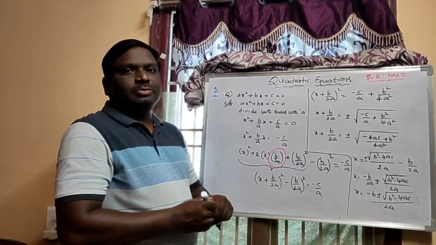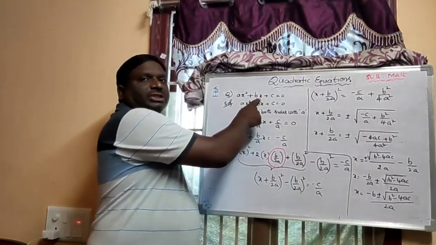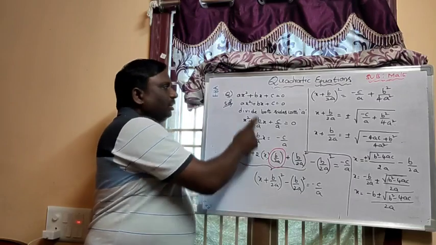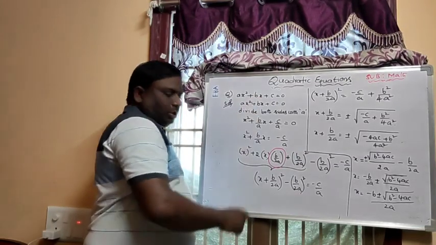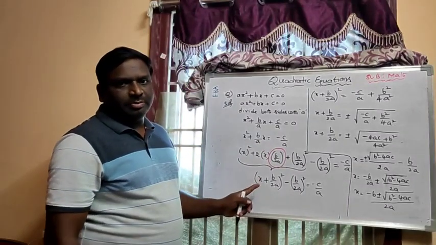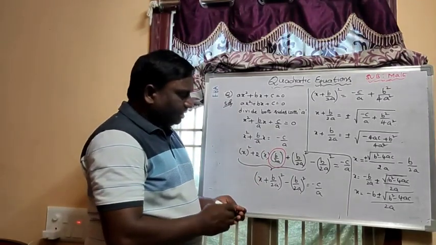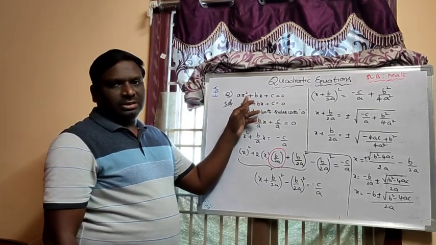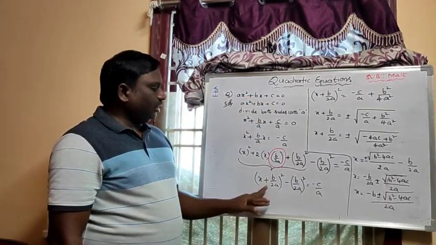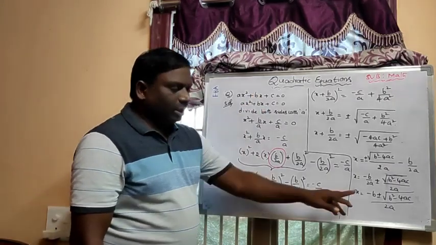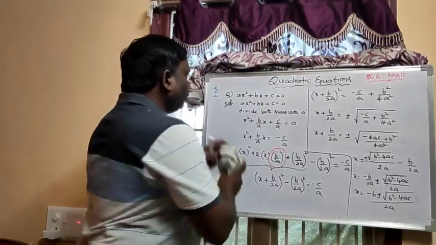When you are getting (a plus b) whole square, according to the question, the coefficient of x is positive, definitely you will get (a plus b) whole square. If the coefficient of x is negative, you will get (a minus b) whole square. So it depends upon the x coefficient sign. Whether it is negative, you will get (a minus b) whole square. Whether it is positive, you will get (a plus b) whole square. Here two solutions I got. What are those two?